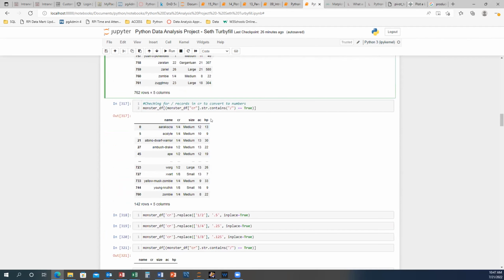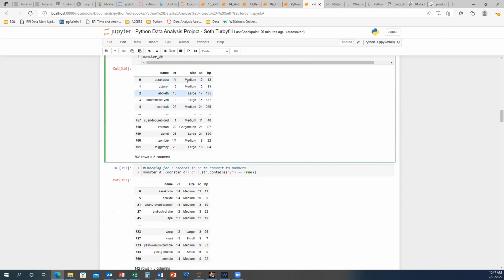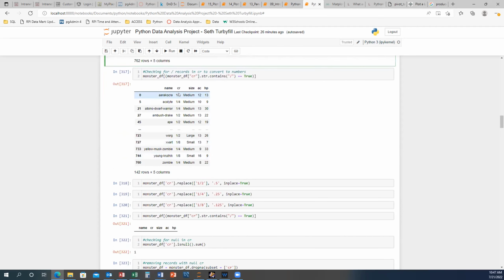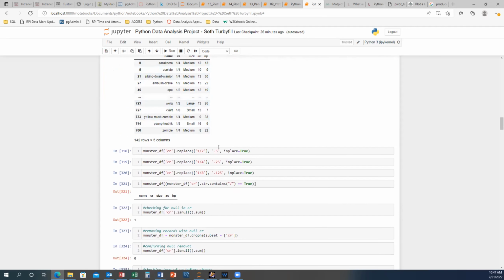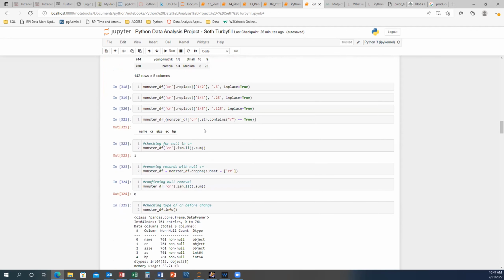But so here, since I want to compare the CR and the AC and HP, like these 2 numbers are ints, right? But this is an object. It's like a string because there's things in here like 1/4, right? Which it doesn't know to convert into a number. So I had to take all those out and then replace them, so 1/2 is 0.5, 1/4 is 0.25, just so that it would let me compare the things like I want to.